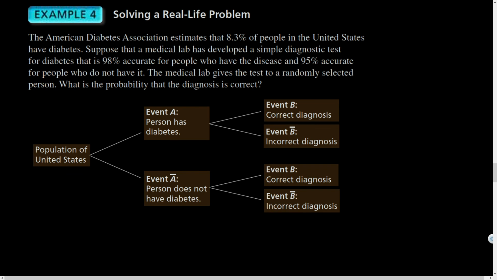Here we go. The American Diabetes Association estimates that 8.3% of people in the United States have diabetes. All right. So population in the United States, 8.3% has diabetes. We'll represent that as 0.083.